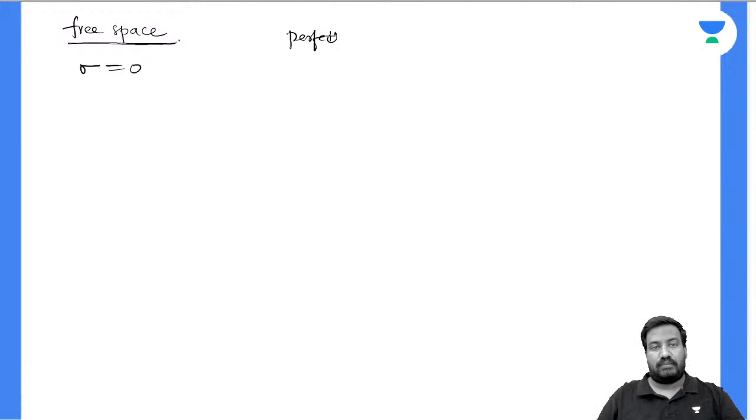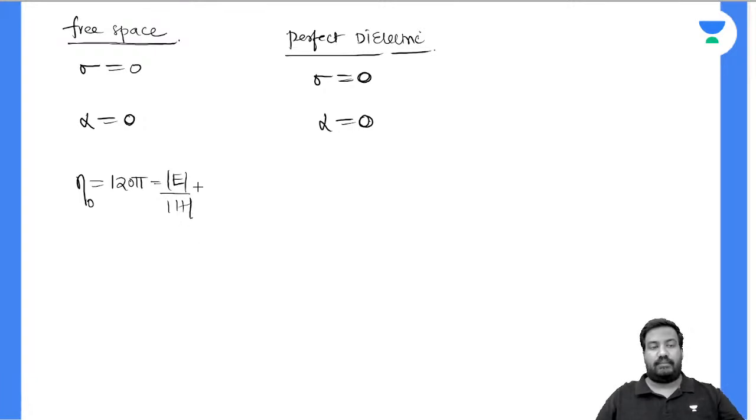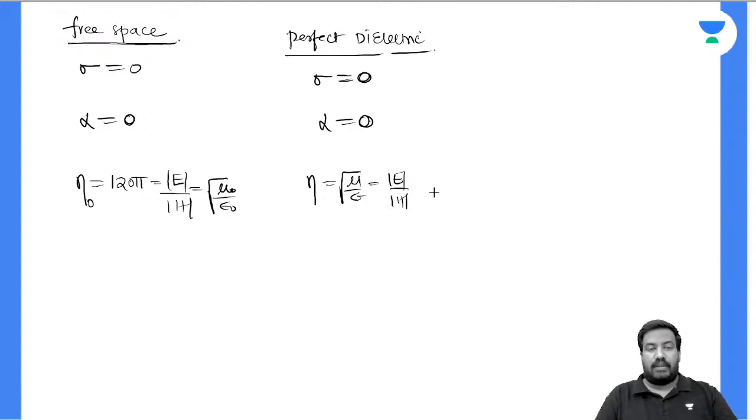Let us see one important point here. If you consider free space, in free space conductivity is 0. And if you consider perfect dielectric, here also conductivity is 0. Alpha attenuation is 0 here also. Here intrinsic impedance eta is eta naught, which is 120 pi, ratio of E to H, under root of mu naught by epsilon naught. But here, eta is under root mu by epsilon, mod E by mod H. This is 120 pi into under root of mu r by epsilon r, which will be less than eta naught.